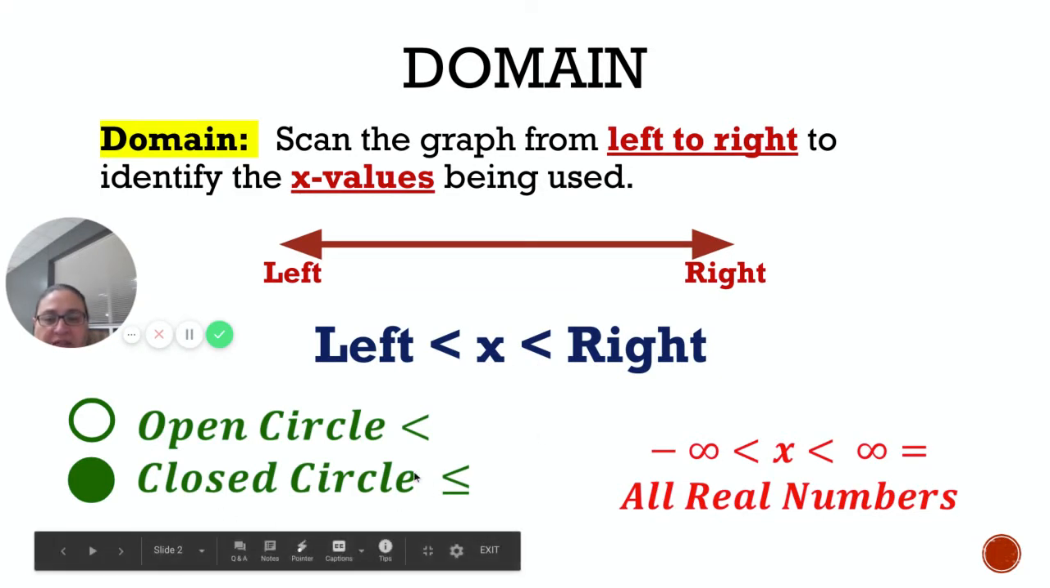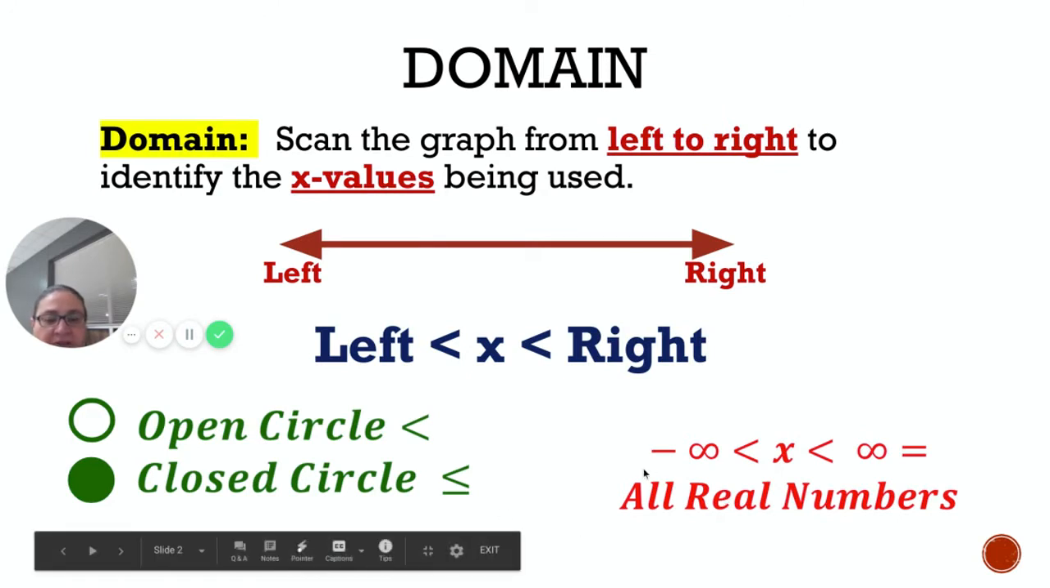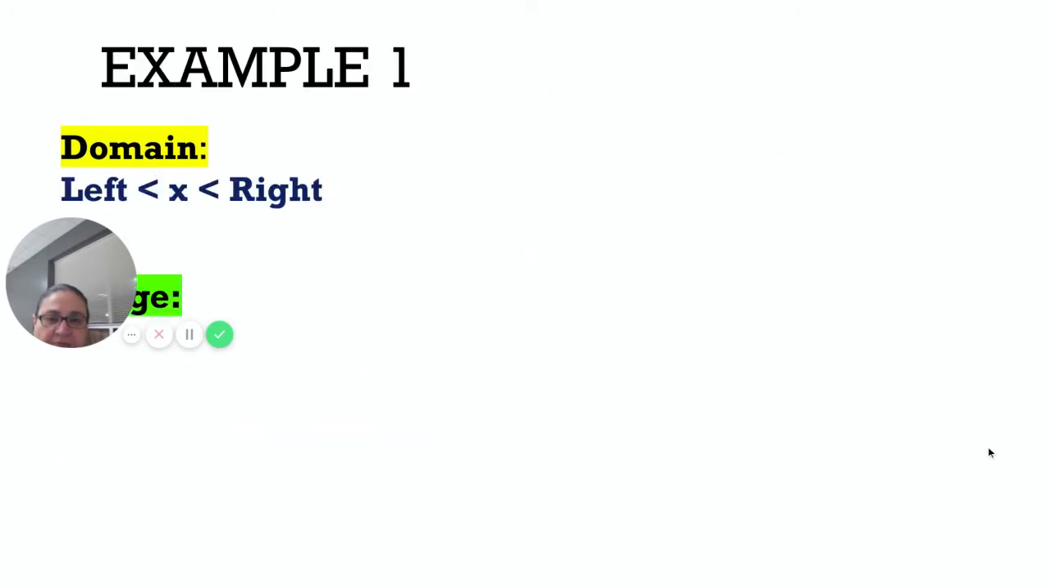Now you would use a less than or equal sign if there's no open circle on those numbers. And you will see in the examples what I mean. If you ever have negative infinity is less than x is less than infinity, this is one way you would see an answer, or you might see it as all real numbers. They both mean the same.